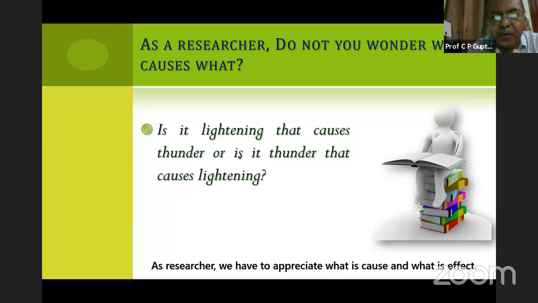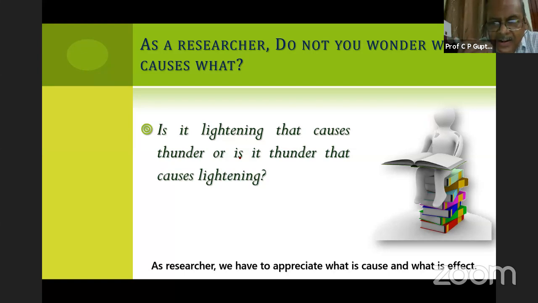We all know that if you have clouds with a negative charge and a positive charge, when they come closer, lightning takes place. Okay, and scientists are saying that lightning and thunder happen simultaneously. But we hear thunder after some time, after we see the lightning. So if you want to study a proper cause and effect relationship between variables, then you must understand what is a cause and what is an effect.